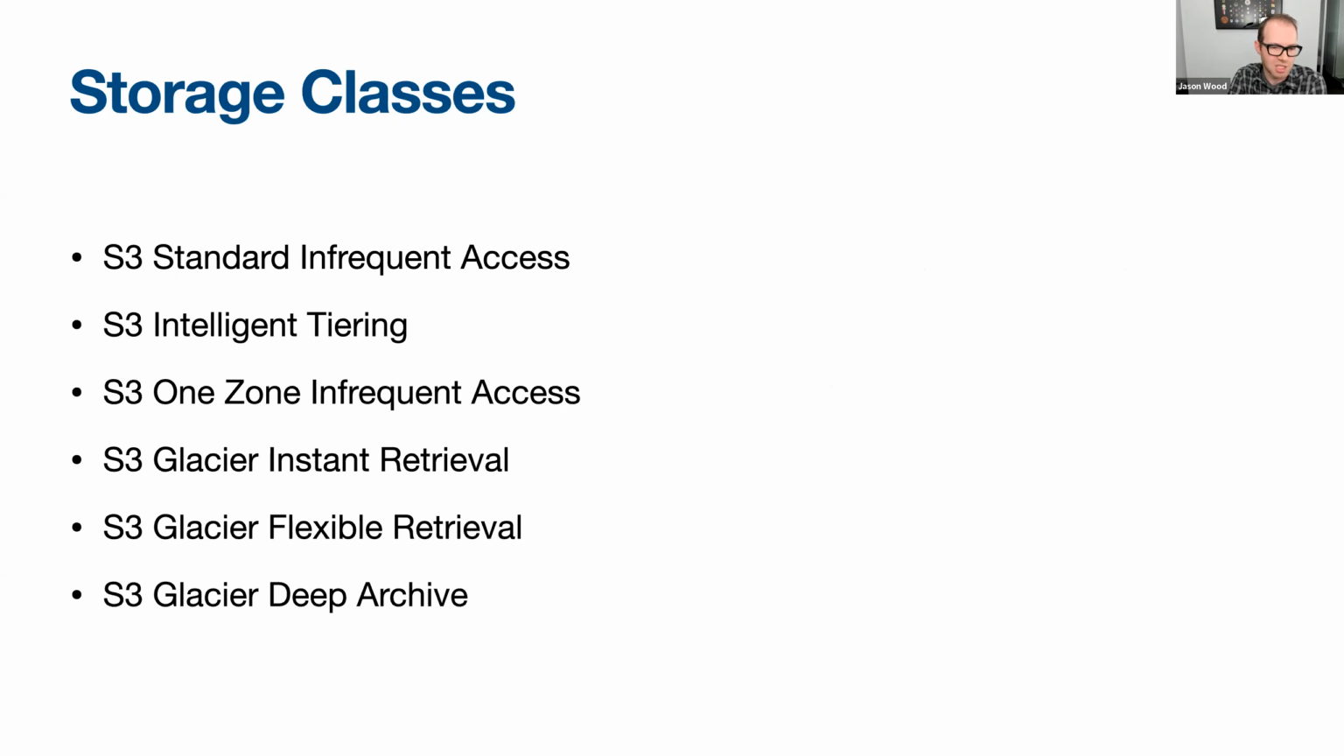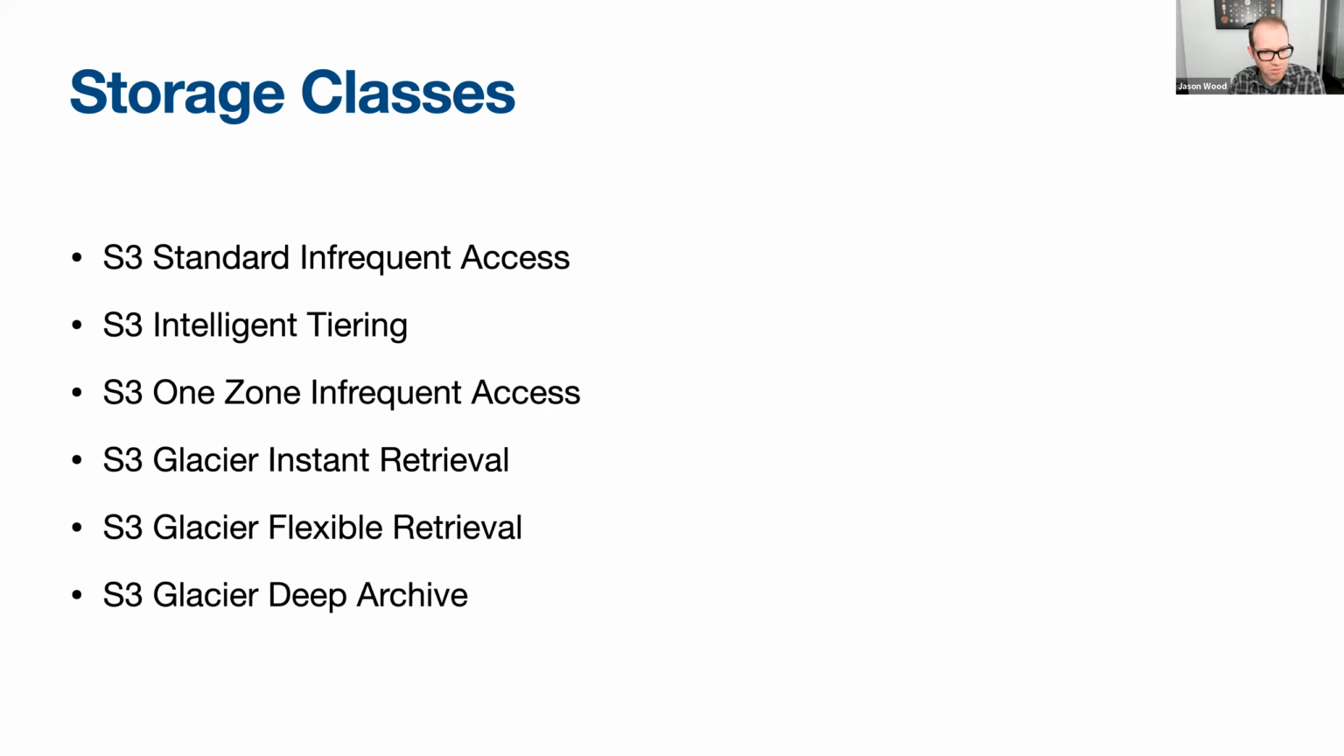And depending on your usage patterns, you may be able to save on fees by using different storage classes. For example, S3 standard infrequent access cuts your storage cost by about half, but it doubles your retrieval cost. So it's recommended for objects that are accessed less frequently.